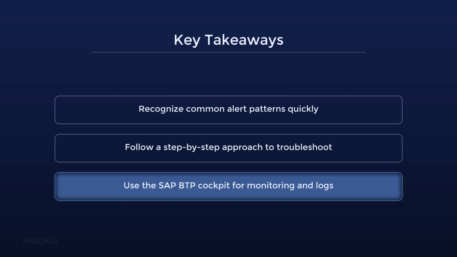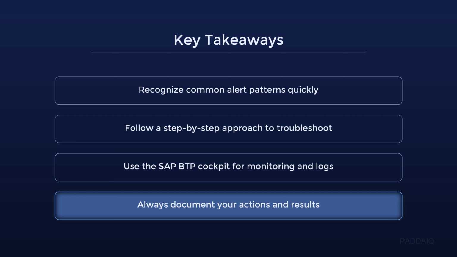Use the SAP BTP cockpit for monitoring and logs. This means you can check the health and activity of your applications in real time. For example, if your app is slow, you can view logs to identify errors. This tool is essential for maintaining reliable and efficient operations.